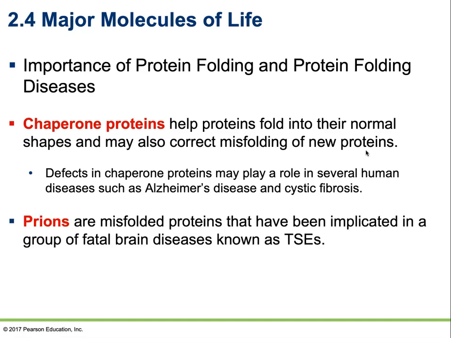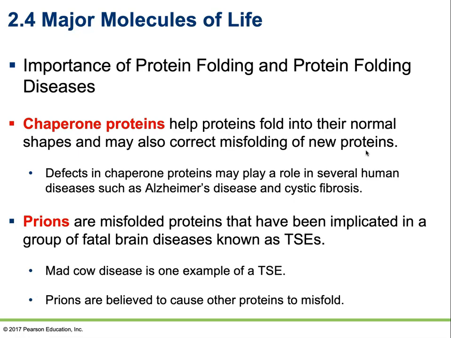Prions are misfolded proteins that have been implicated in a group of fatal brain diseases known as TSEs. Mad cow disease is an example of a TSE. And so it's very important that we have correctly folded proteins. Prions are not only misfolded proteins, but they can actually cause other proteins to be misfolded as well. So this is where prion diseases are slightly different from viral diseases or bacterial infections. They're caused by misfolded proteins that can cause other proteins to be misfolded as well, and have a chain effect on certain fatal brain diseases or disorders.